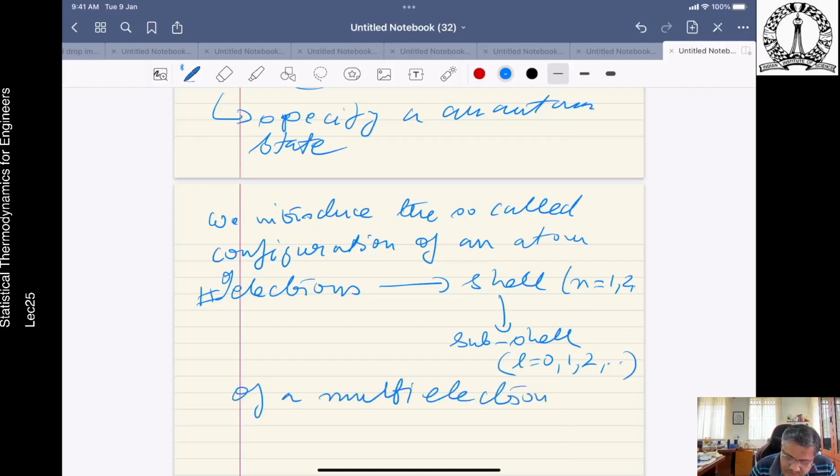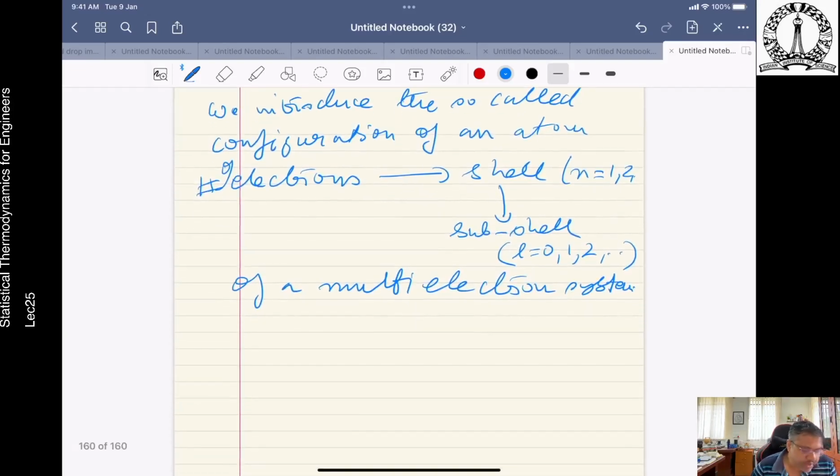Electron system. Okay, the shell is specified by the numerical values.